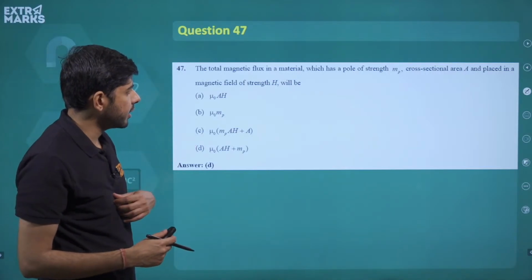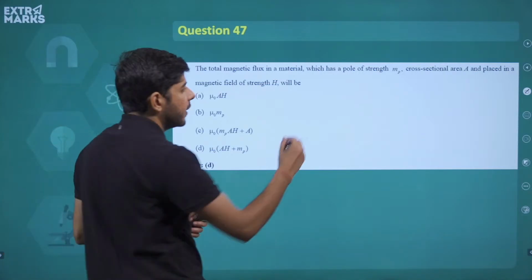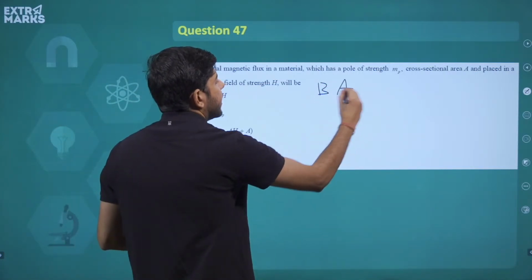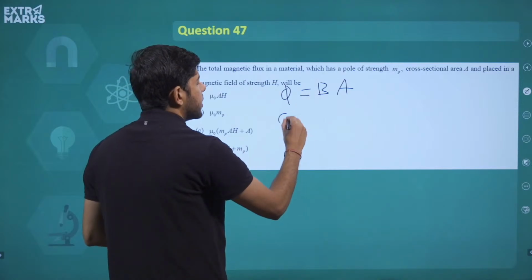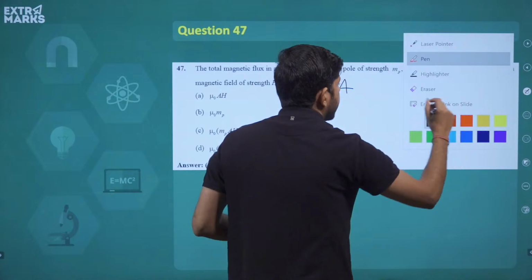Okay, what are they asking? Pole strength this and this. So they are talking about the magnetic flux. So guys, what is magnetic flux? It is B into area, right? That is the formula of magnetic flux. So if I write the value of B here, let me write it here.